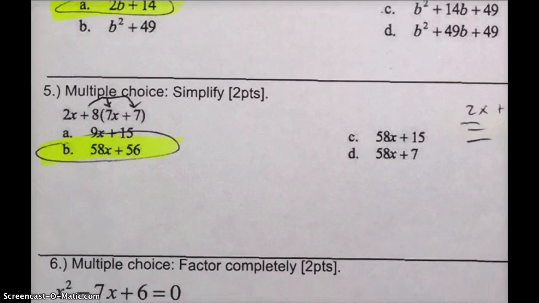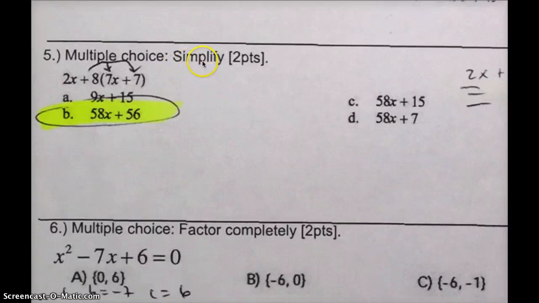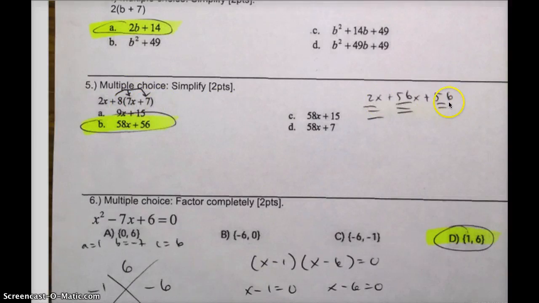Question number 5 was the same exact question from your quiz. It says simplify. Notice here there are no parentheses here nor here. That means the multiplication is only for the 8 and this with the parentheses. This 2x there just hangs out. So the first thing you'll do is distribute the 8 to the 7x, which gives you 56x. And if you distribute to the last term, that'll give you 56. Then you have that 2x there, that's like terms. So 2 and a 56x gives you 58x plus 56 is your answer.